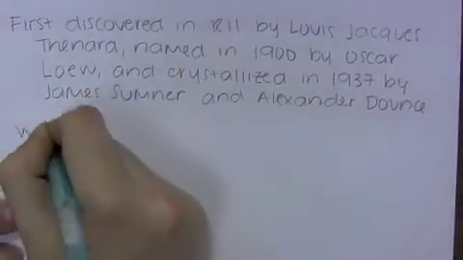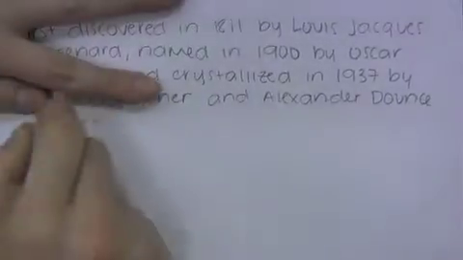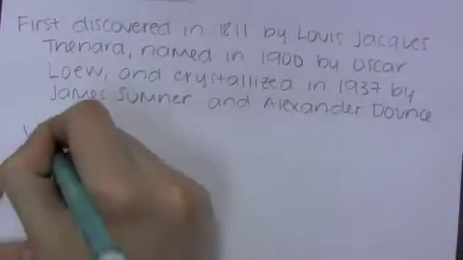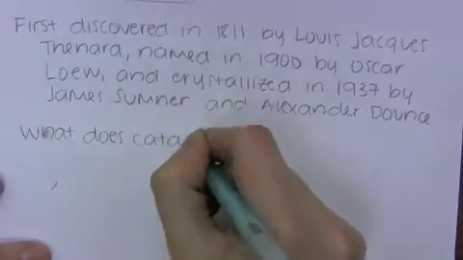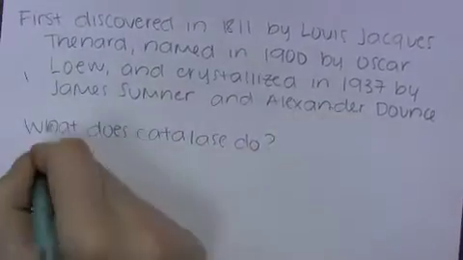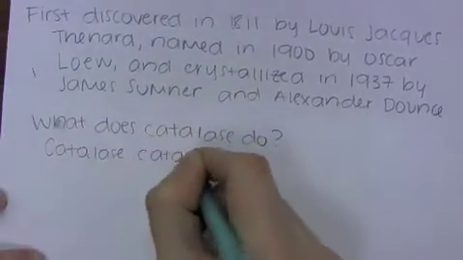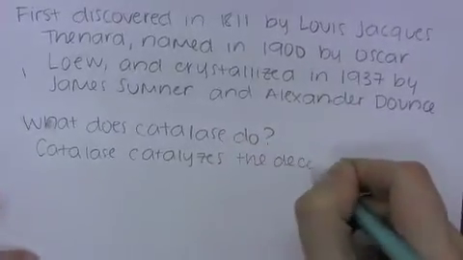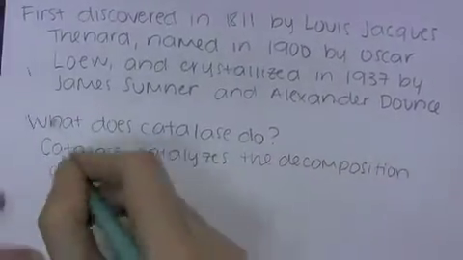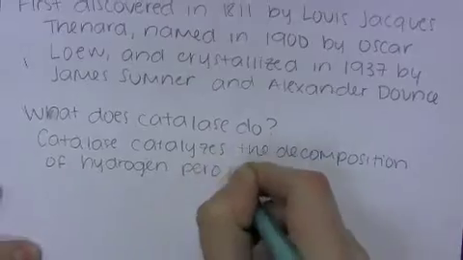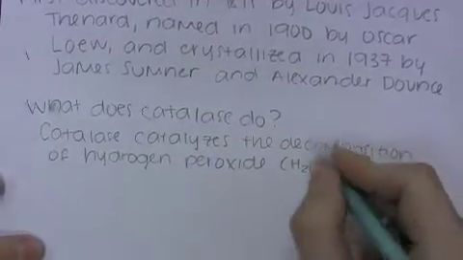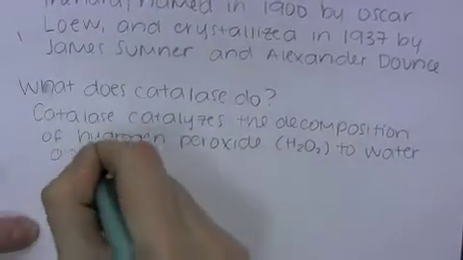Catalase catalyzes the decomposition of hydrogen peroxide to water and oxygen, and this is a very important reaction because it turns hydrogen peroxide, which is a harmful byproduct of metabolism that can cause tissue damage, into the non-toxic byproducts oxygen and water. So catalase functions to protect cells from oxidative damage.